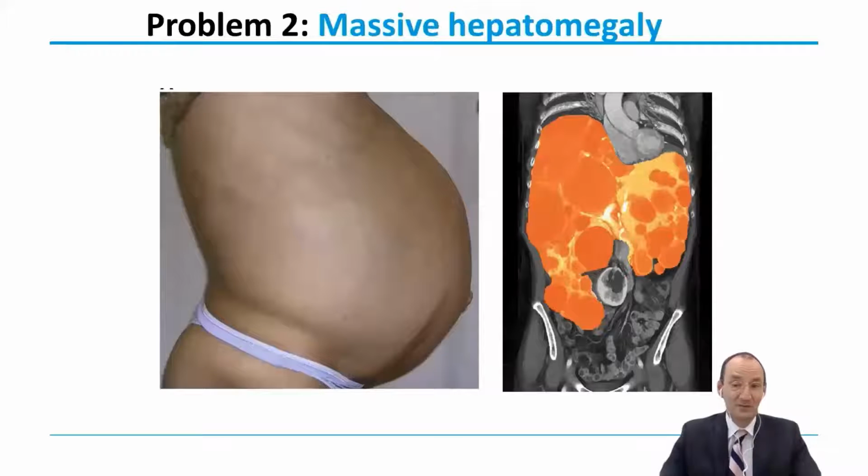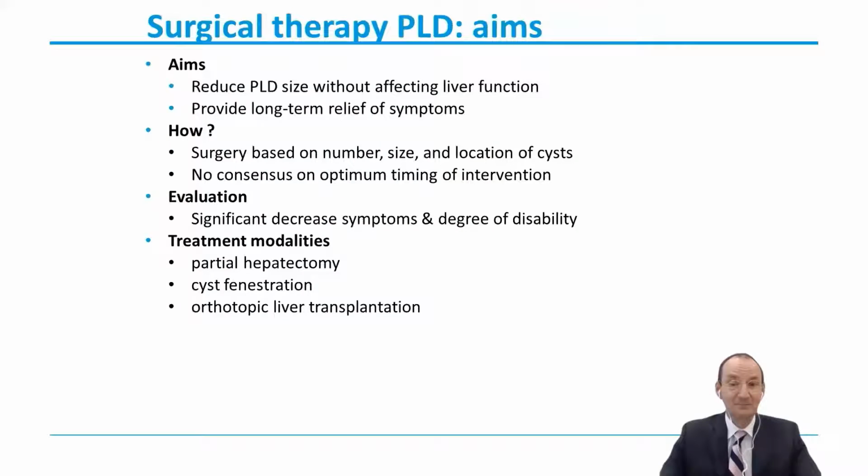Then we have the problem of massive hepatomegaly, as in this patient. The aim of surgical therapy in this case is actually to reduce the PLD size without affecting the liver function in order to provide long-term relief of symptoms. We do this with surgery, but unfortunately, there is no consensus on the optimal timing of intervention. There are 3 modalities that we use in these patients: partial hepatectomy, cyst fenestration, or orthotopic liver transplantation.